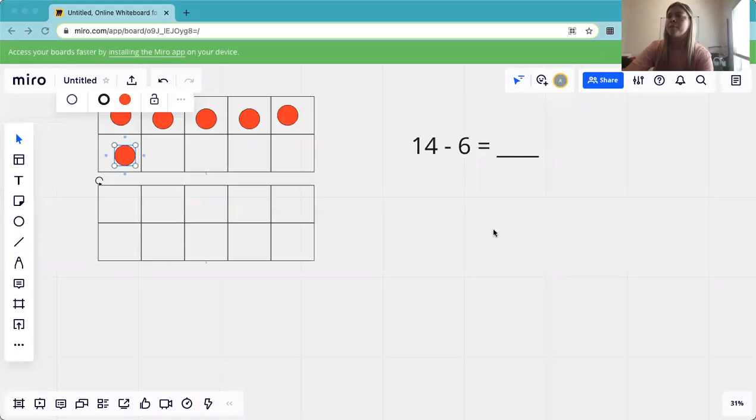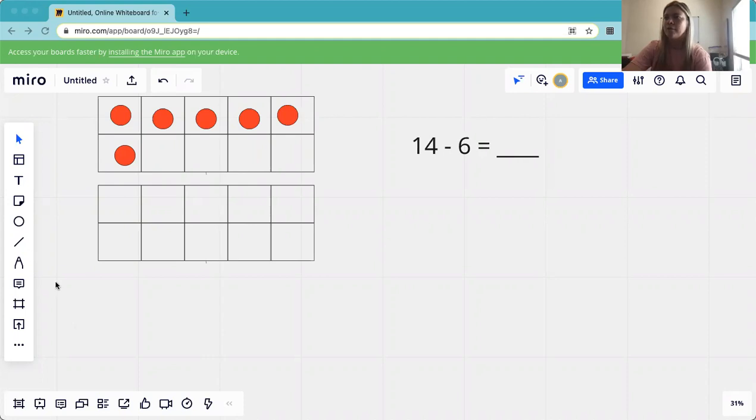Let's look at this. How many counters again are in my 10 frame? I want you to take a second and think about that. How many counters are in my 10 frame so far? Yes, there are 6 of them. Now I want to think, how many more counters do I need to put here to make my 10? I want you to think about that. How many more counters? And how would I do that too? I could count up or count on.